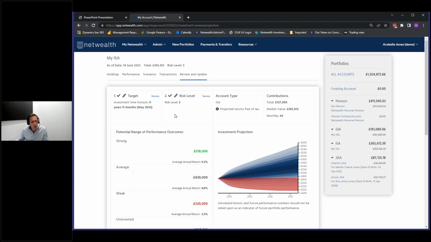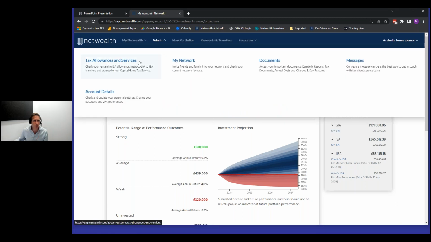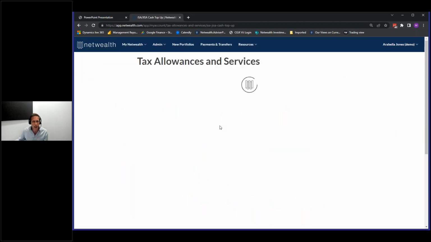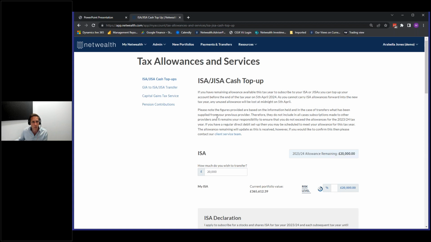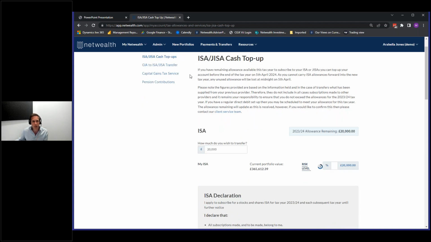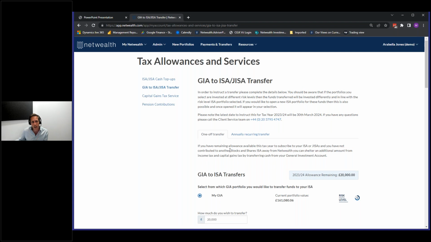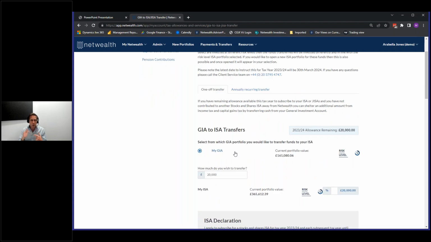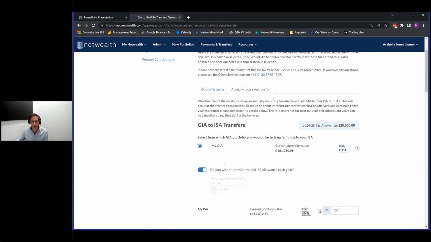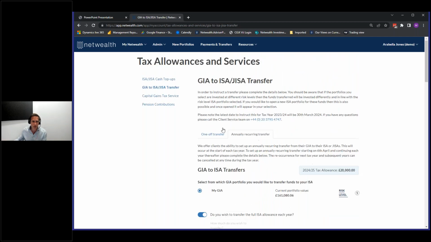The other things that we can control, we talked about before, was things like tax efficiency as well. So we have a tax allowances and services dashboard where you can go in and make some elections to try and make sure that you are being as efficient as possible. So for example, you can say that you want to do a general investment account to ISA top up. So this will automatically move money from taxable investments into your ISA. You can make that on an annually recurring basis, so you don't have to do that scrabble at the end of the tax year in the last couple of days to make sure you get your money moved across. We'll do this automatically for you straight away in the new tax year.